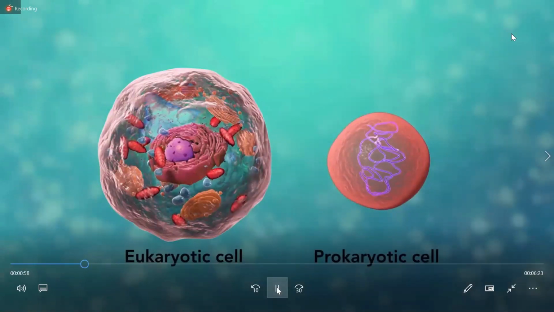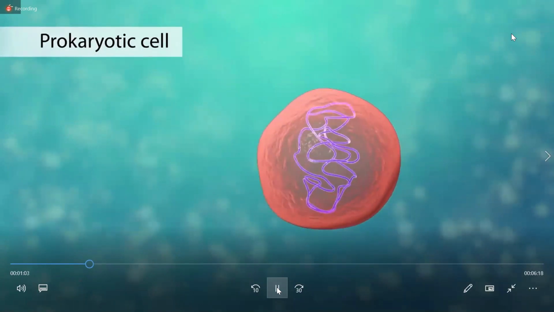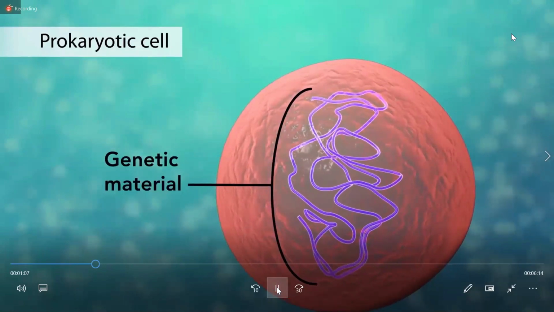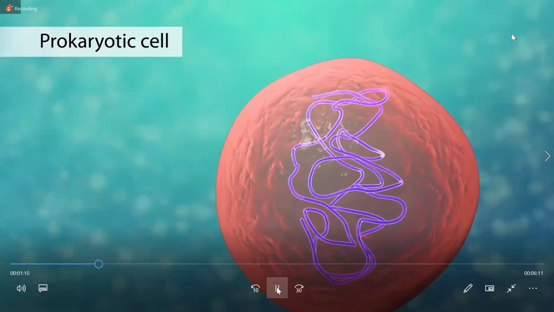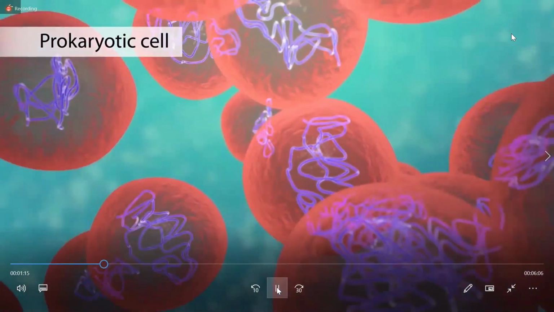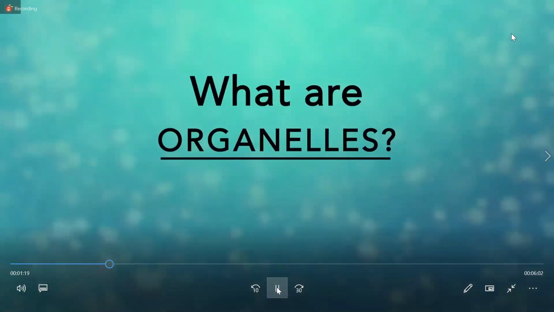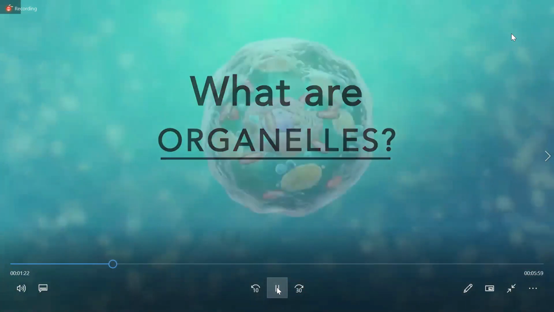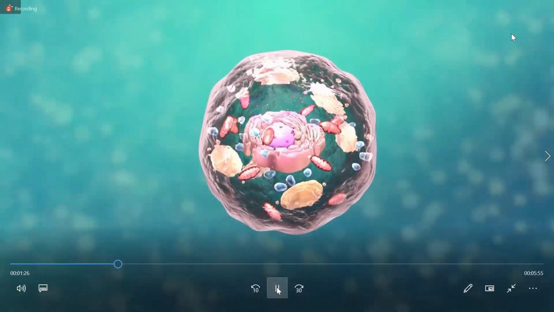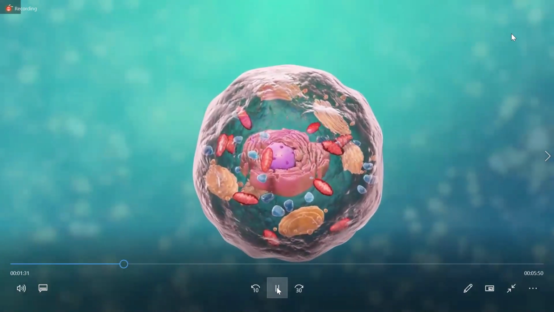The second category is prokaryotic cells. They don't have a nucleus or membrane-enclosed organelles. They do have genetic material, but it's not contained within a nucleus. Prokaryotic cells are always one-celled or unicellular organisms, such as bacteria. So what are organelles? Organelle means little organ. Organelles are the specialized parts of a cell that have unique jobs to perform.